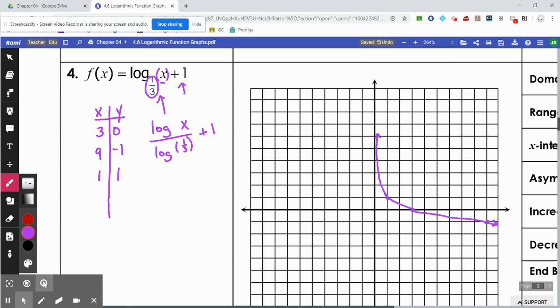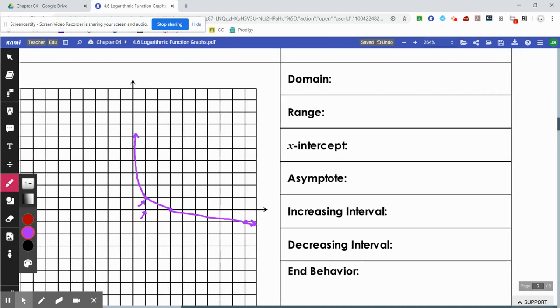Okay, there's what I get, and there's my graph. Now, if you remember transformations, this +1 right here is only going to take that logarithmic function and move it up a unit. So this right here, which used to be my x-intercept, got moved up to here. Okay, so I'll have a new x-intercept. However, my domain is still the same. I just moved it up 1.